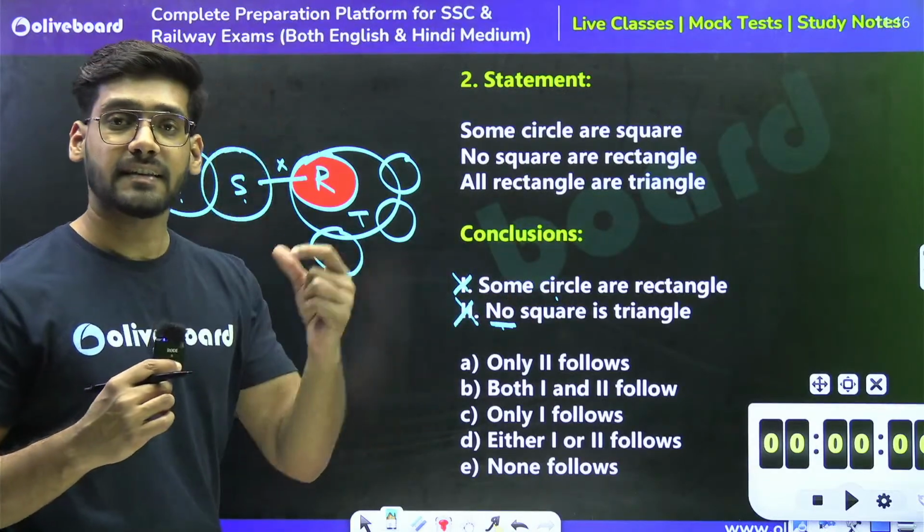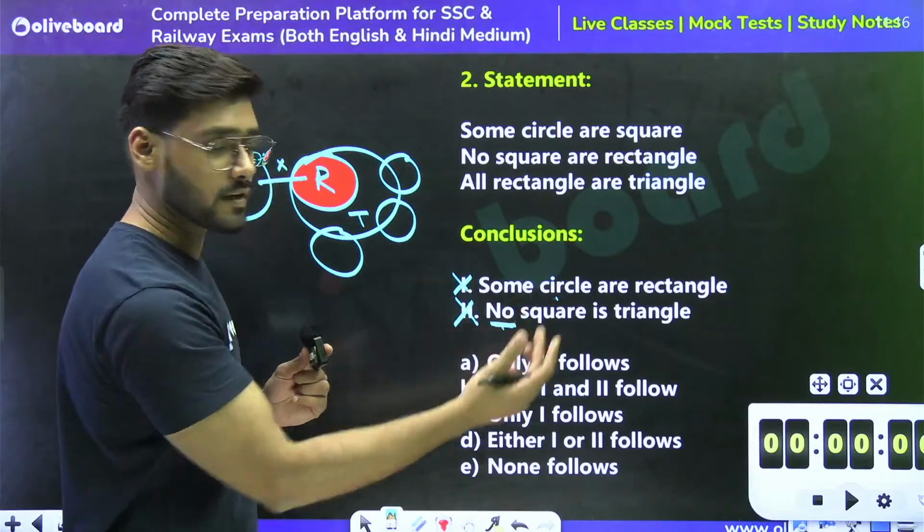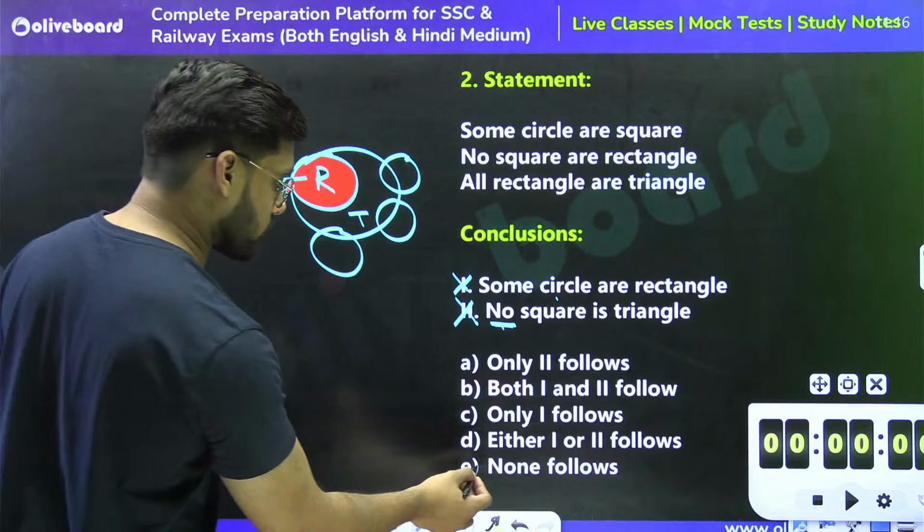We can say some triangle are not square, but it is wrong to say that no square is triangle. So the right answer should be none follows. Option number E, none follows.